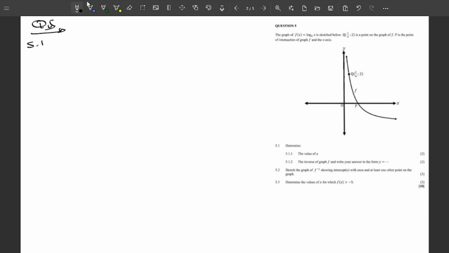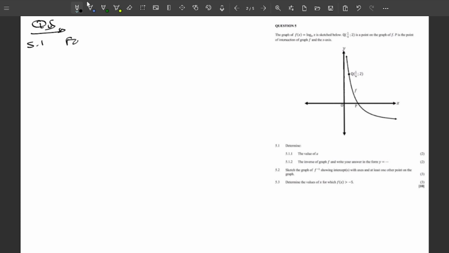So the graph of f(x) is equal to log base a of x. That's the statement. It's sketched below, and Q, which is (1/4; 2), is a point on the graph of f. Now P is a point of intersection of the graph of f and the x-axis. So 5.1, this is the graph basically. Determine the value of a. The value of a, they're referring to this value.